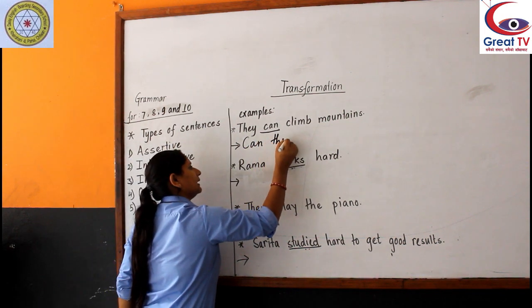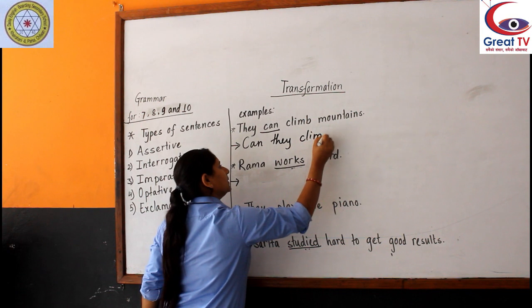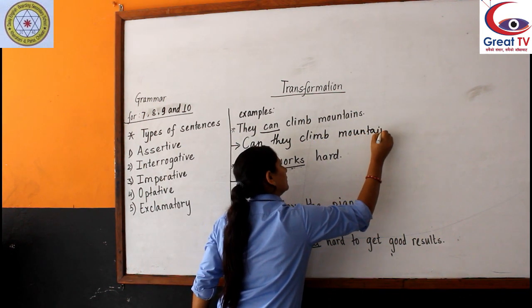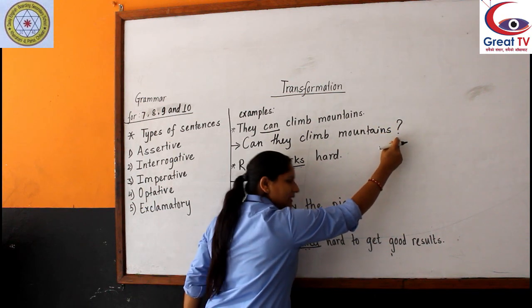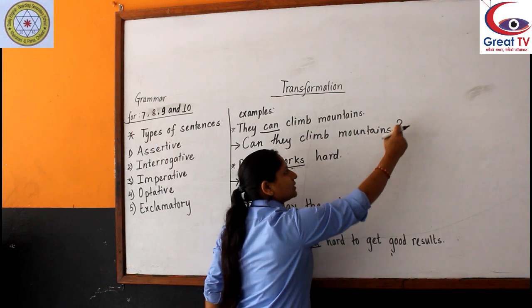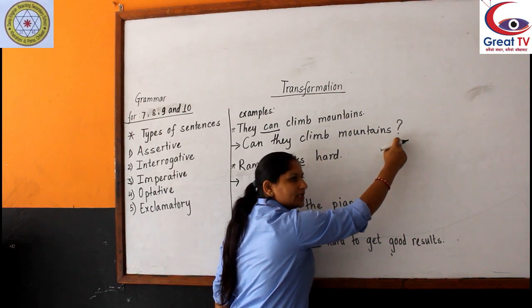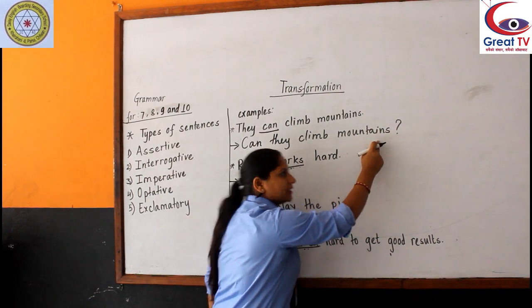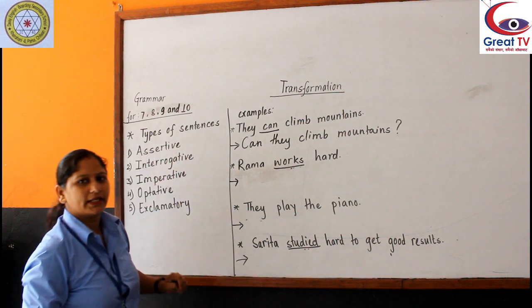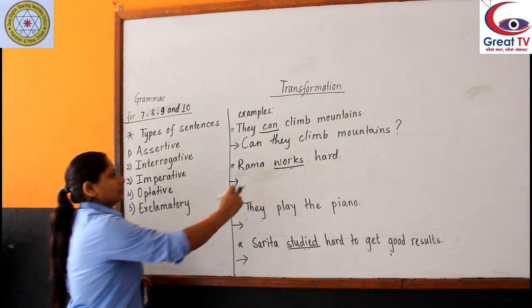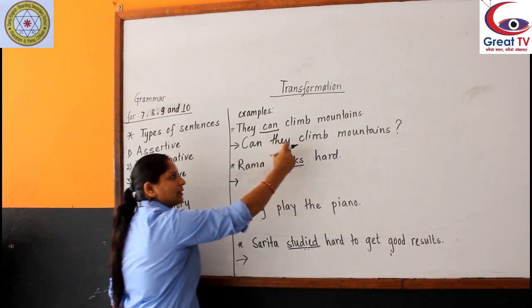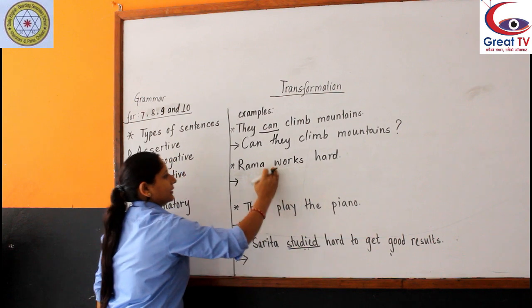Can they climb mountains? See, I ended the statement with the sign of interrogation, since it is a question. Can they climb mountains? And then question mark. Don't forget to give the question mark. Auxiliary, subject, and then V1, verb 1.